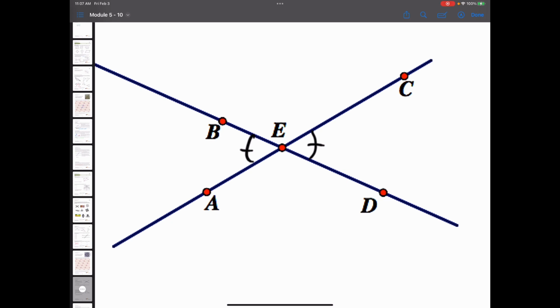Do you see any linear pairs here? Yes. What do you see? BEA and AED are linear pairs. I see this right here. Very good. CED and DEA are also linear pairs. And this right here. Now check that out. Now we have a way to relate our two vertical angles.